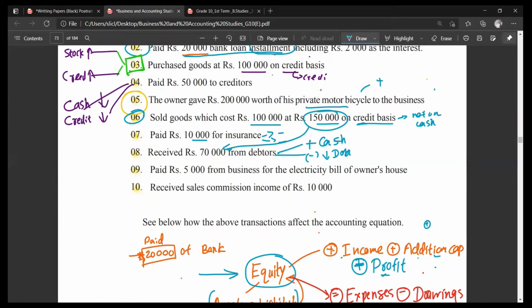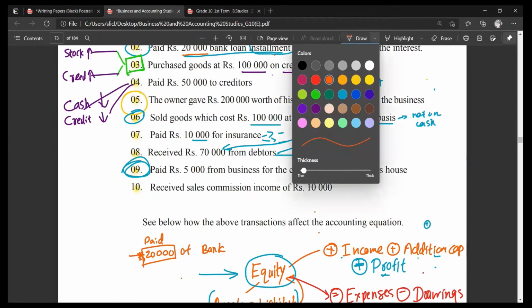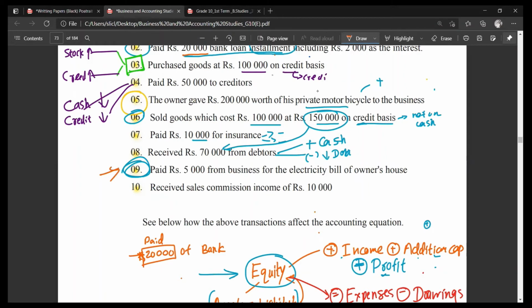Paid 50,000 for a business for the electricity bill of the owner's house. Guys, tell me the dual impact here. Everyone needs to put it to the chat. Every participant somehow put it. Even if it is wrong or correct, or even if you don't know, somehow try to put it. Yes, ninth one. You guys need to put the dual impact of transaction number 9.